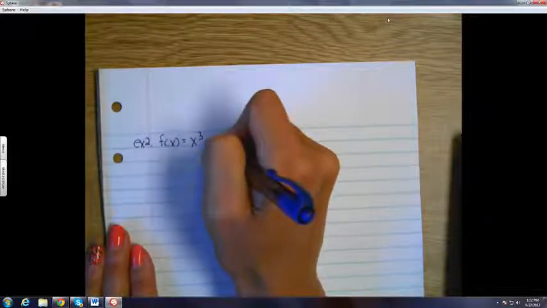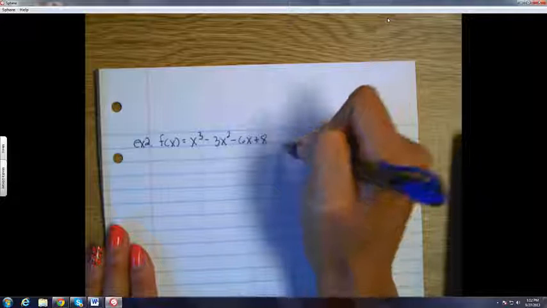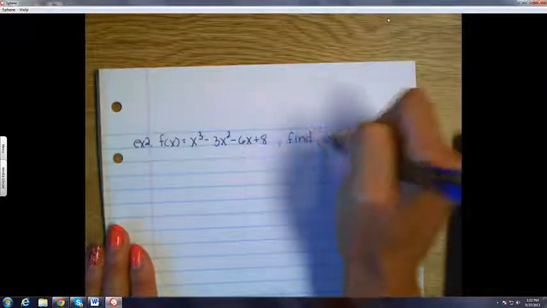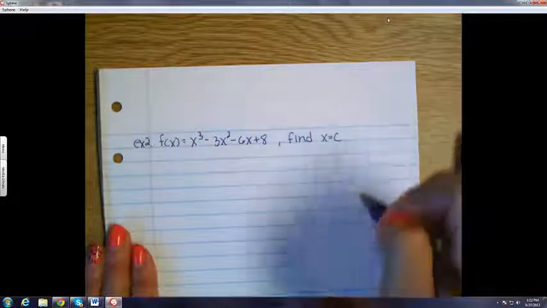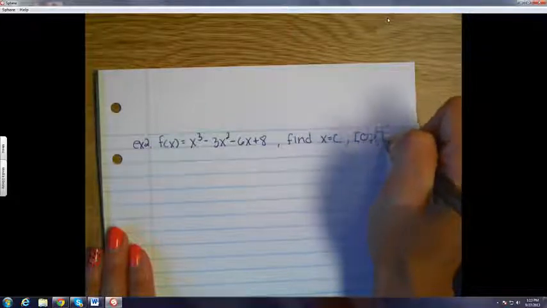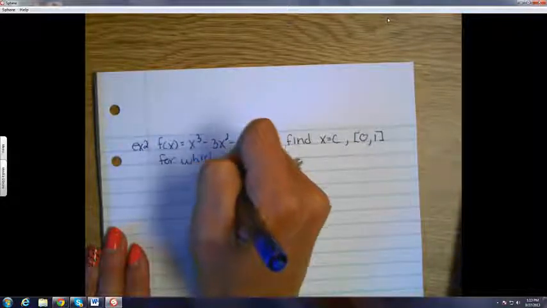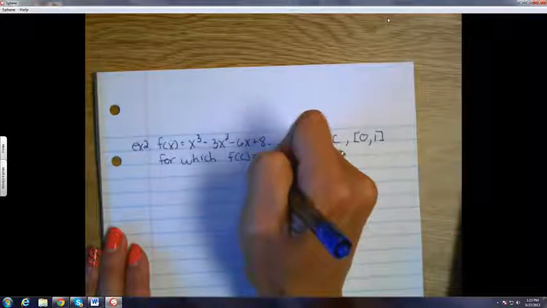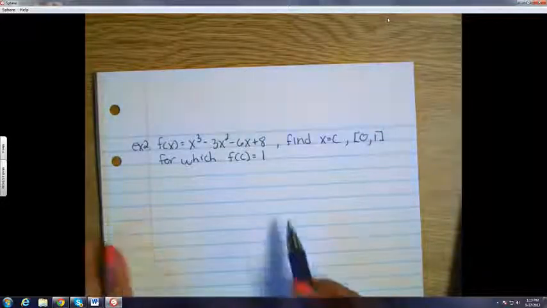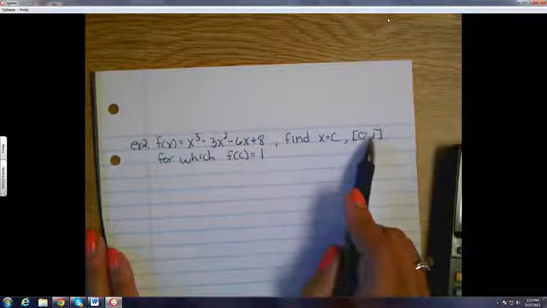Example 2. F of x equals x cubed minus 3x squared minus 6x plus 8. We're going to find a value of x, which we'll call c, between 0 and 1, for which f of c equals 1. Okay, let's first graph to make sure that we can find this value, so that this 1 comes out in between the two y values here.